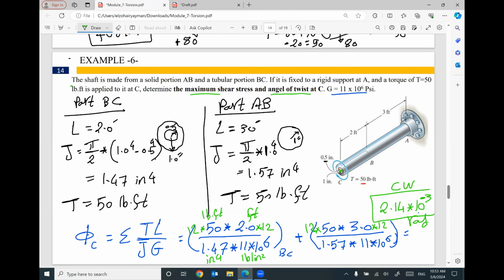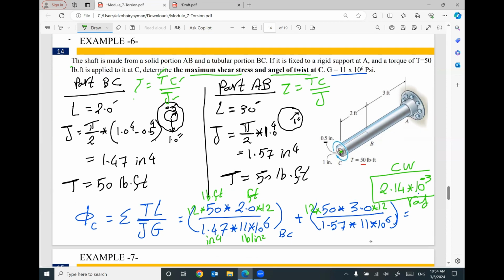If you are looking to figure out the shear stress, you can find out the shear stress tau equal T times C divided by J. You have the value of T, the value of the radius of the cross section, the value of J. You can figure out the shear stress in part BC. The shear stress in part AB will be the same, T times C divided by J. You have everything you need. Then the maximum shear stress will be the biggest one of the two values.